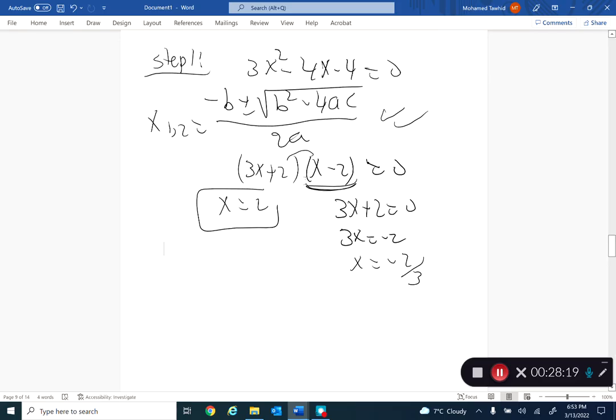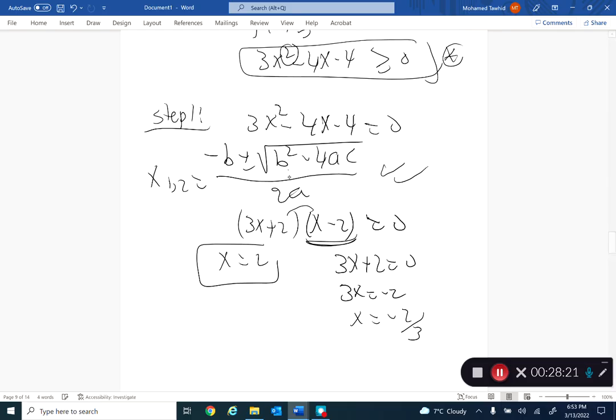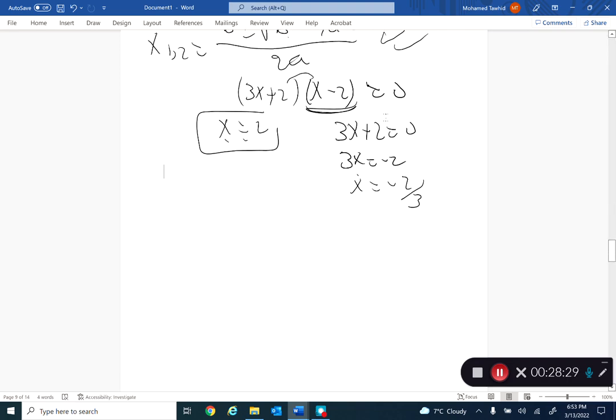So now I have 2 numbers. You can use the quadratic formula to give you the same numbers. So that's step number 1: I make this inequality equal to 0. Step number 2, I have to put that on the entire real line. Where is negative 2/3? It's here. Where is 2? I put it here.